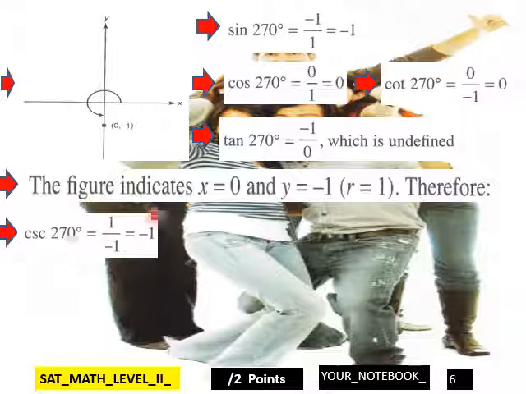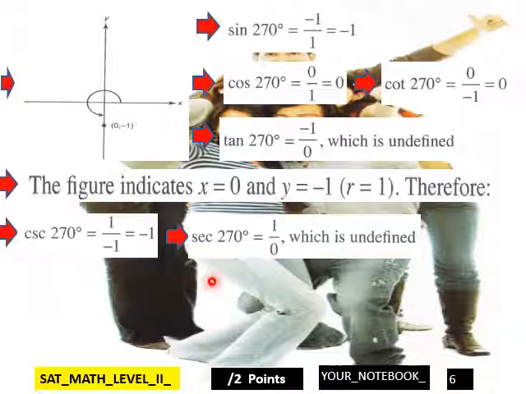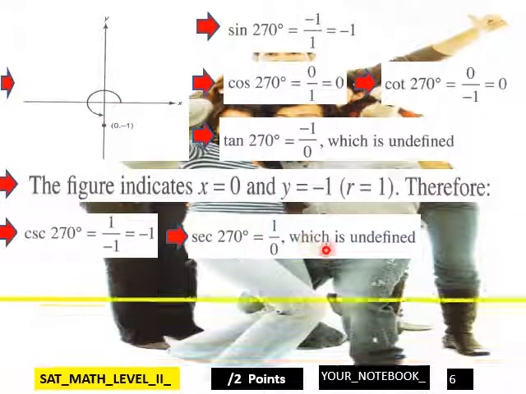And then our cosecant, which is the inverse of our sine up here, is negative 1. So the inverse of negative 1 over 1 would be 1 over negative 1, which still equals negative 1. And then our secant, which is the inverse of our cosine here, instead of 0 over 1, we invert it and we get 1 over 0, which is undefined. So our secant here would be undefined.